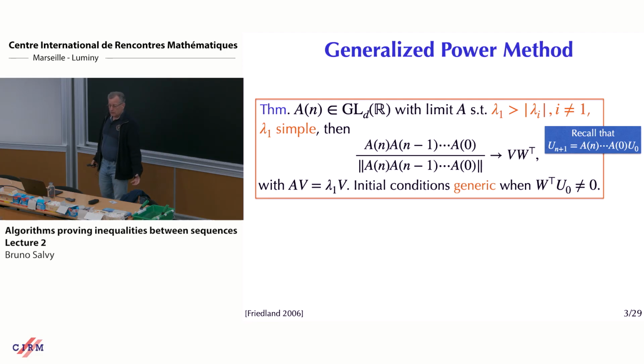And again, this means that if you take u_0 outside of the hyperplane, transpose of W times u_0 equal to 0, your vector in direction will converge to V. So at one point, it will enter the cone or its opposite. So you'll be able to either prove positivity or disprove it.